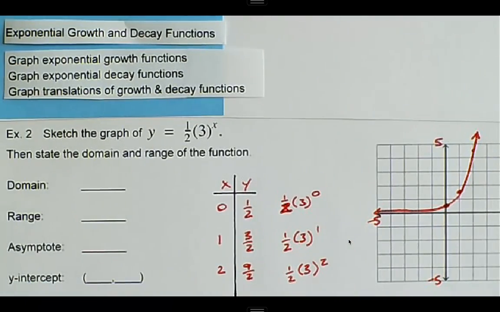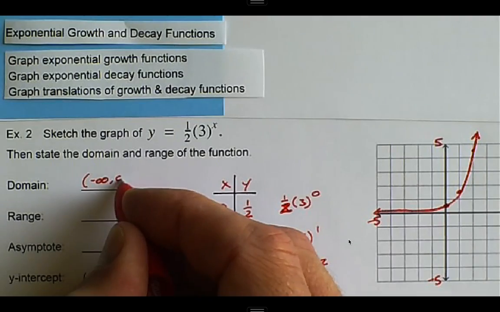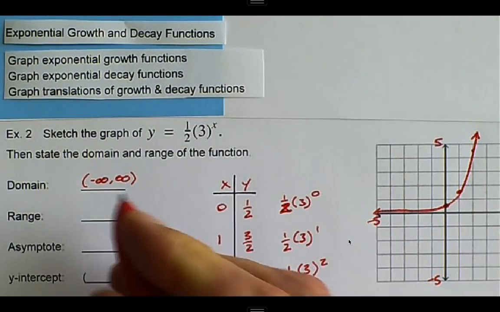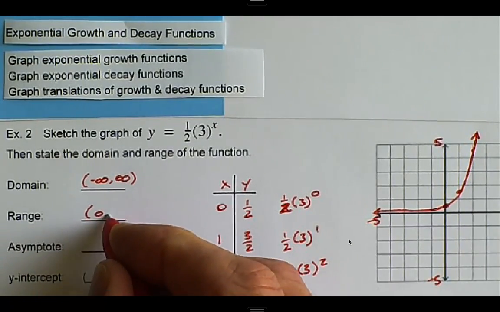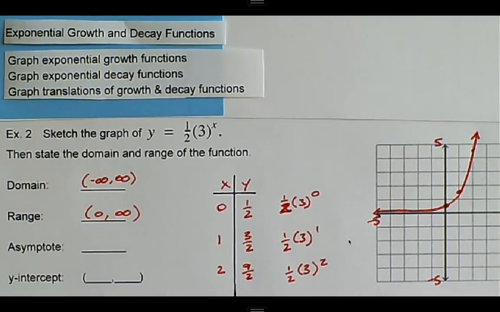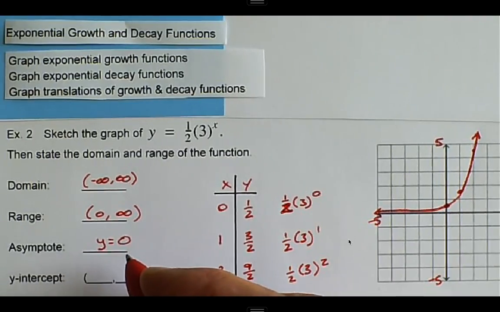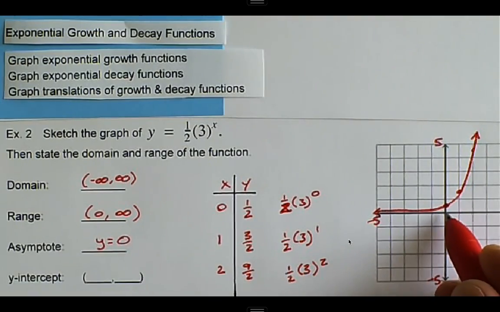Then we take a look at our domain and range. And again, the domain for these is going to be -infinity to infinity. The range, in this case, our asymptote is y equals 0. So our range is going to be 0 to infinity, neither one included, so we use the parentheses. Asymptote, in this case, y equals 0, and the y-intercept is going to be right here at 0, 1/2.